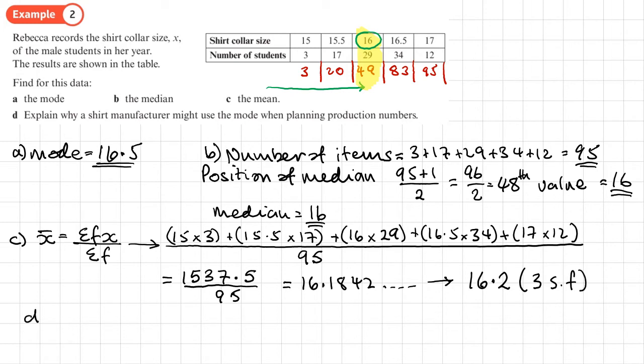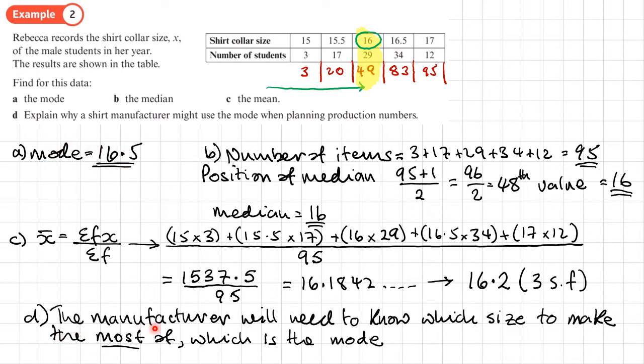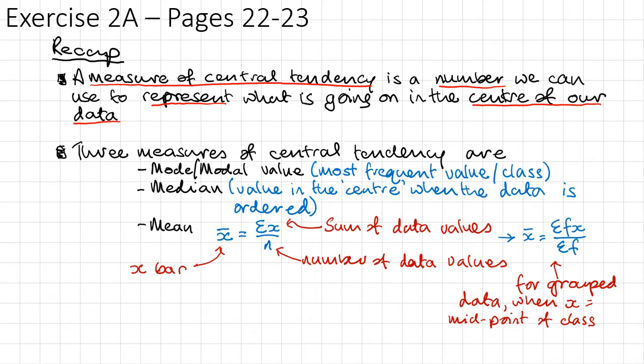Now part D, explain why a shirt manufacturer might use the mode when planning production numbers. Well, when planning production, they're interested in the size that they need to make most of, and that's going to be the mode. Okay, so here's that worded down here. So you should now be able to do exercise 2A on pages 22 to 23 of the textbook.